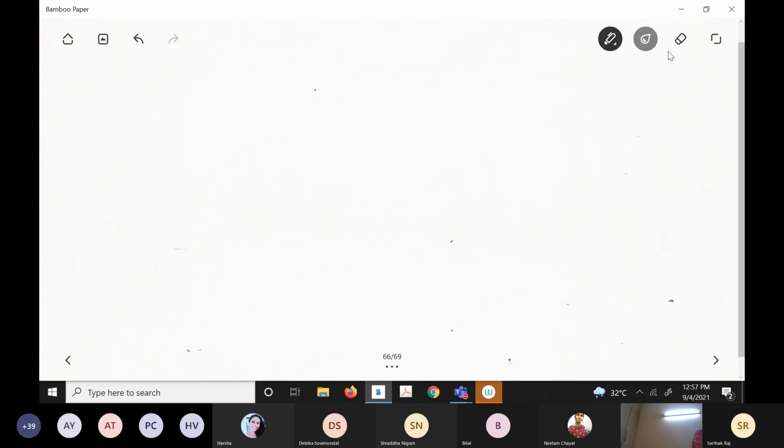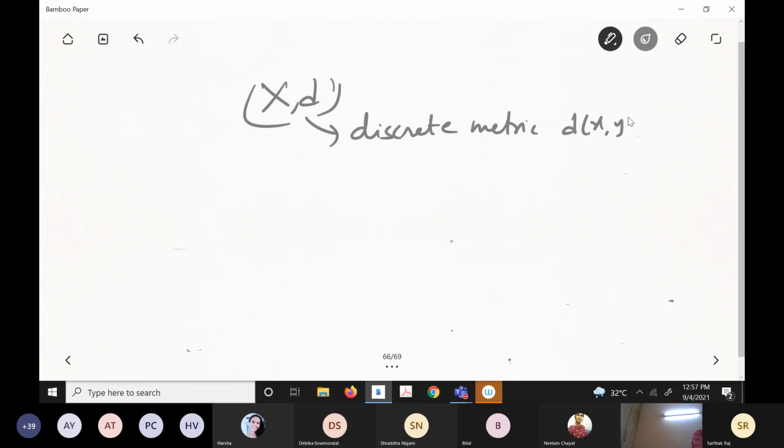Look, if you have the discrete metric. Recall that d(x,y) equals 1 if x is not equal to y, and d(x,x) equals 0. That means d(x,y) equals 0 if y equals x. If I don't give this, then I won't give the definition of the metric.